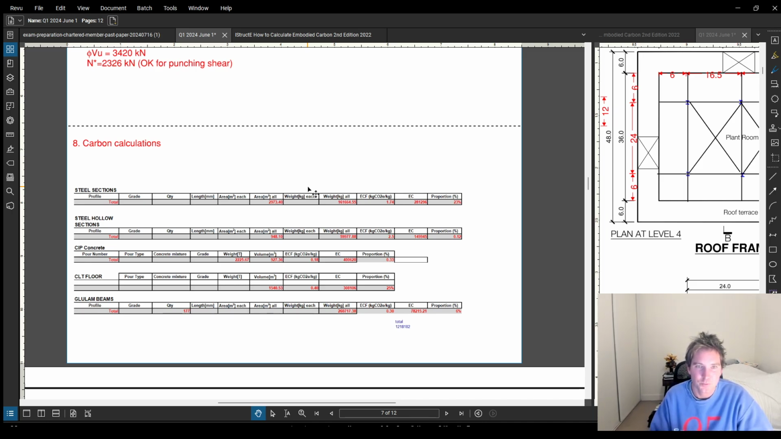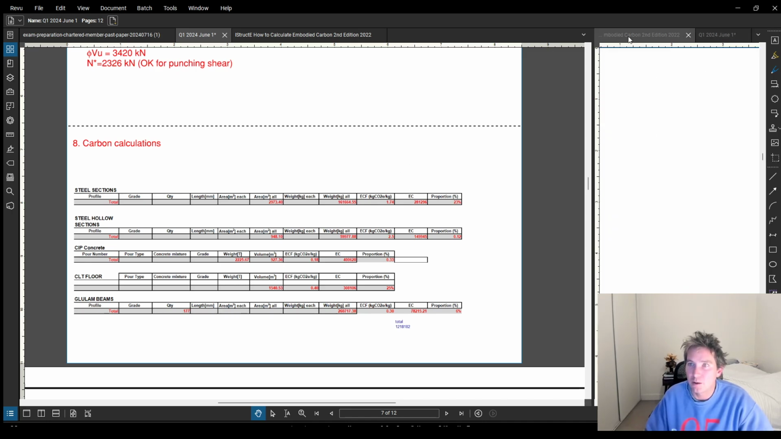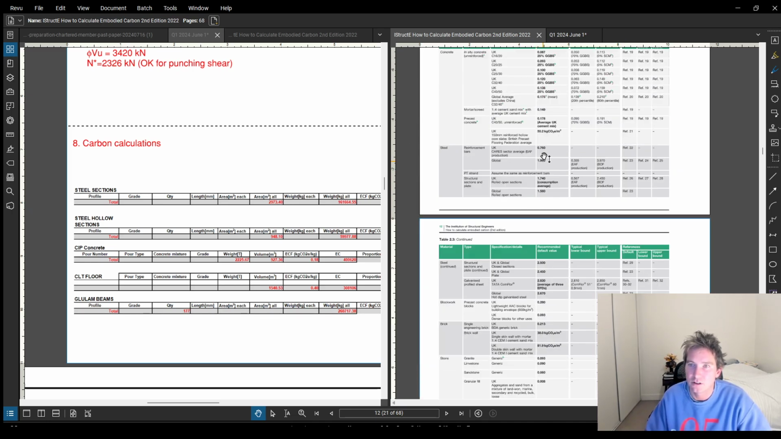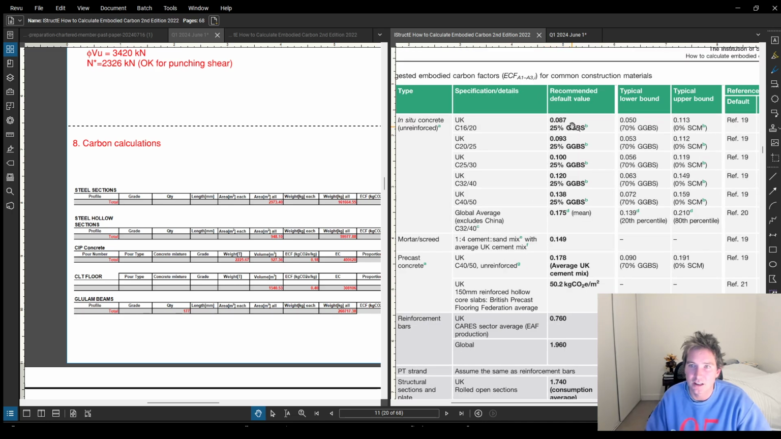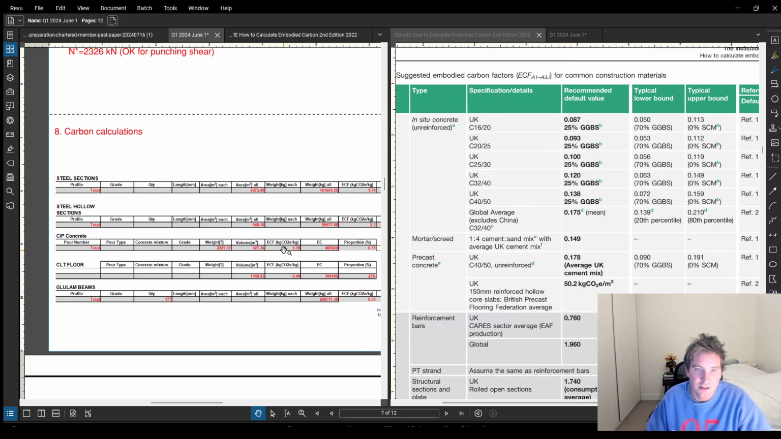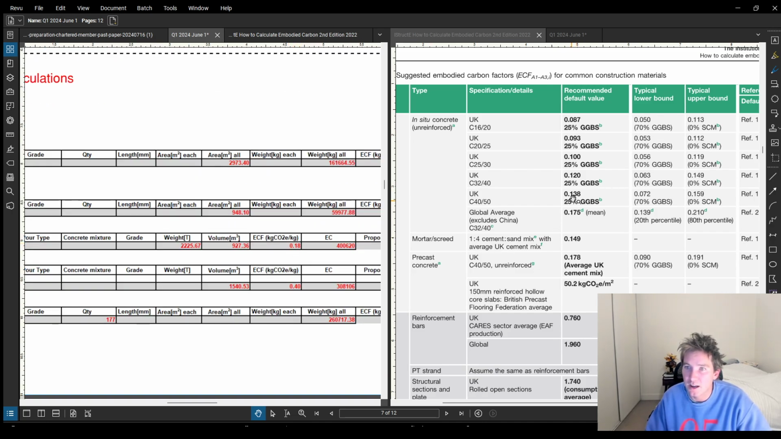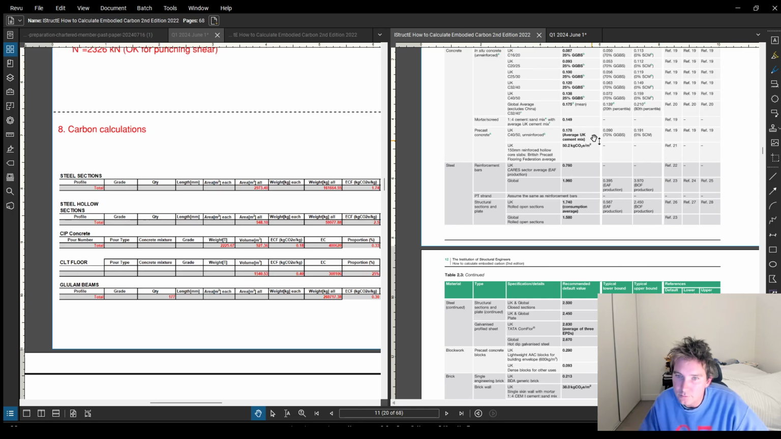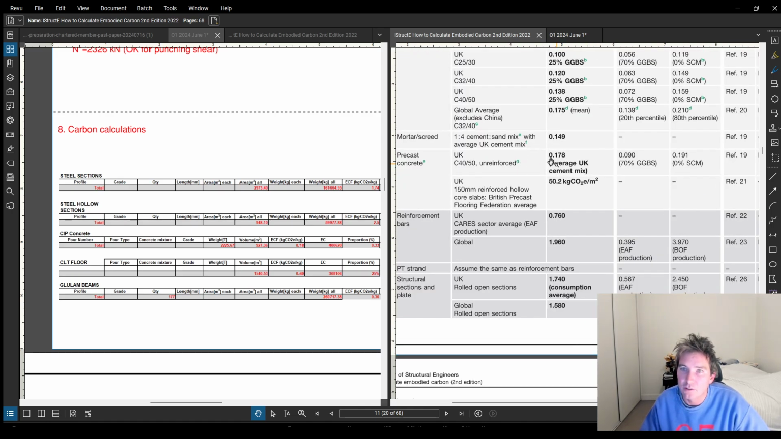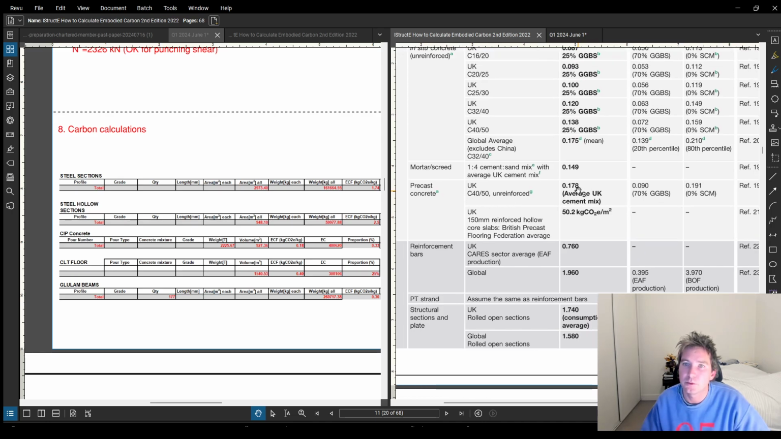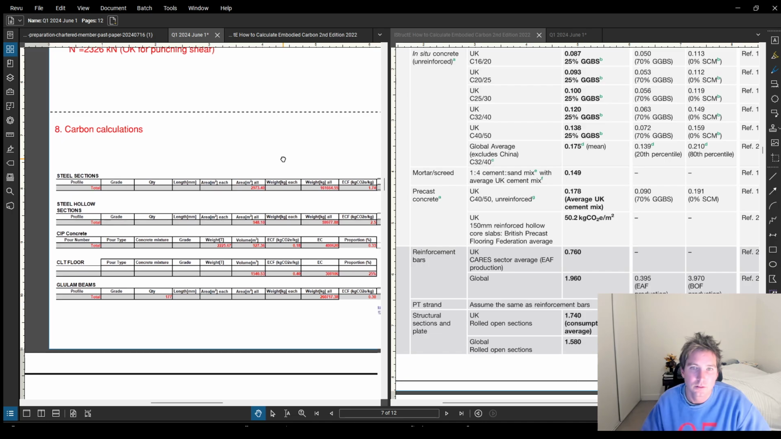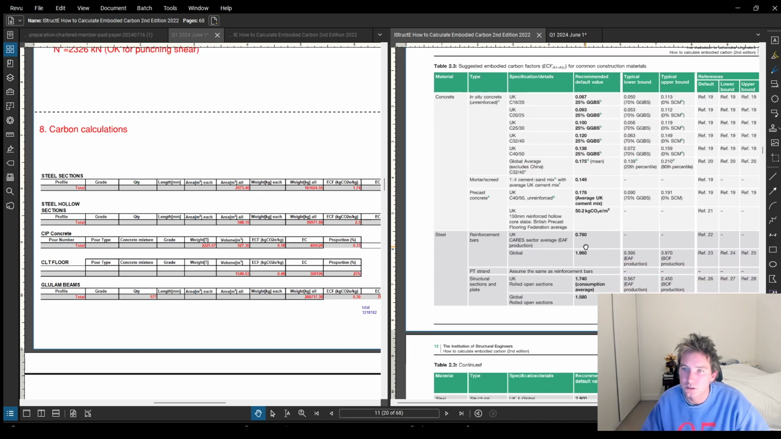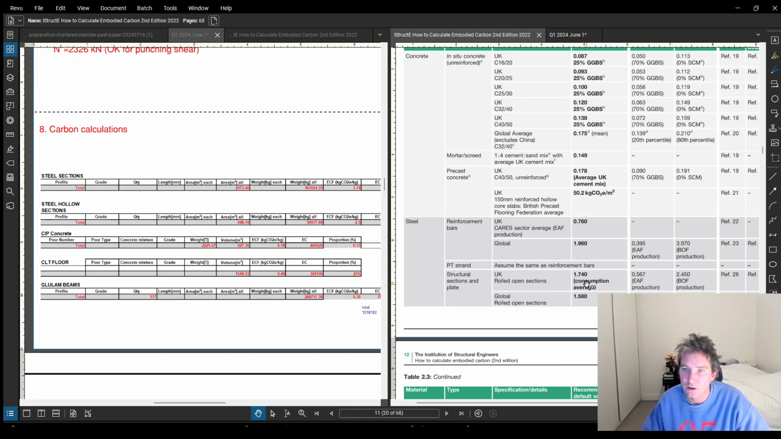Identify the elements, work out the quantity, times them by an embodied carbon factor. Now, for the embodied carbon factor, IStructE has this whole PDF which gives you some estimates, which is essentially where I got these. You can see in situ concrete over here, I think that's where I got the 0.18. Where did I get that from? I think I've rounded this number up. It's precast, maybe not the best number. Steel sections 1.74, yeah, it's that number there, UK rolled open sections.